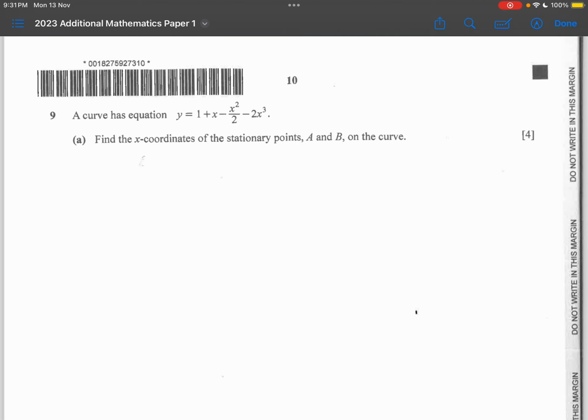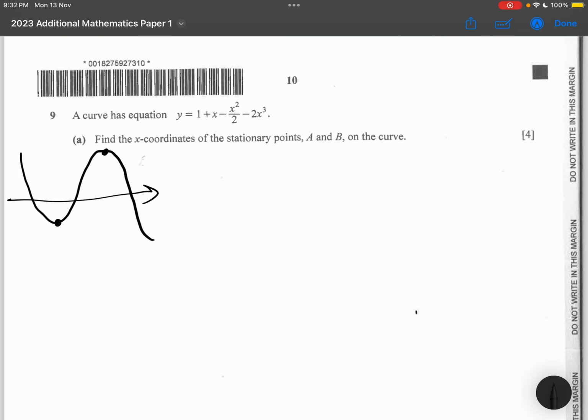Now I'm going to do a bit of sketching. A negative x cubed graph will look something like this, with a minimum and a maximum here. Where the x and y axes are, this is A and this is B.